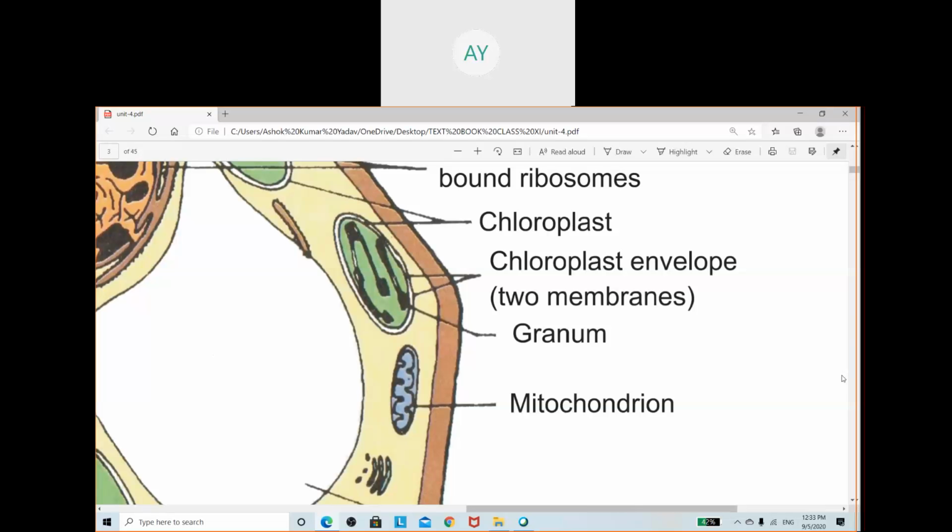Why is it essential? What is its function? Production of ATP in the presence of the enzyme ATP synthase. ATP synthase is responsible for synthesis of ATP, adenosine triphosphate. That's why mitochondria is known as the powerhouse of the cell, and chloroplast is known as the kitchen of the cell. Whatever ATP is synthesized in the chloroplast is utilized for production of glucose.